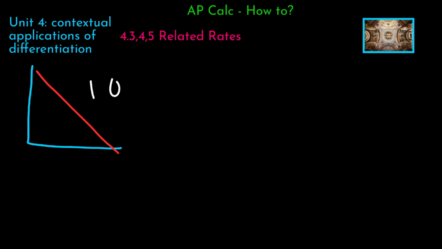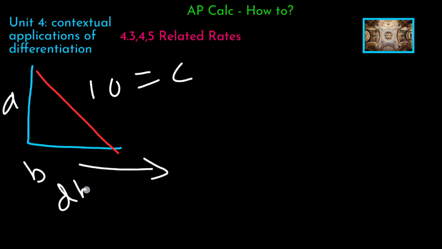So we have this ladder, and the bottom of the ladder slides away from the wall at a certain rate, and it gives us this rate. Now before we write down the numbers, we need to assign letters to each of the sides. So let's say this is C, this is A, this is B. The rate at which B is changing in terms of time is 1.5 feet per second.